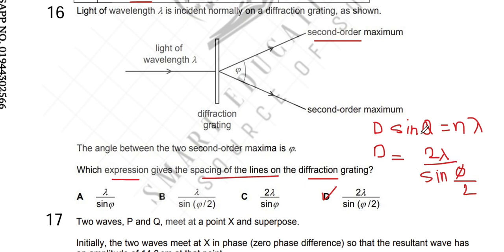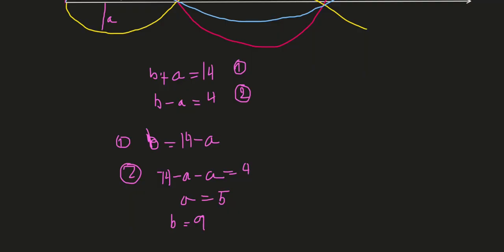And theta is the angle between the two second orders, one positive and one negative. So we need to find the angle between the zero order and the second order maximum, which would be half of this angle. If you put all these values correctly, the equation would be something like this. The answer is D.